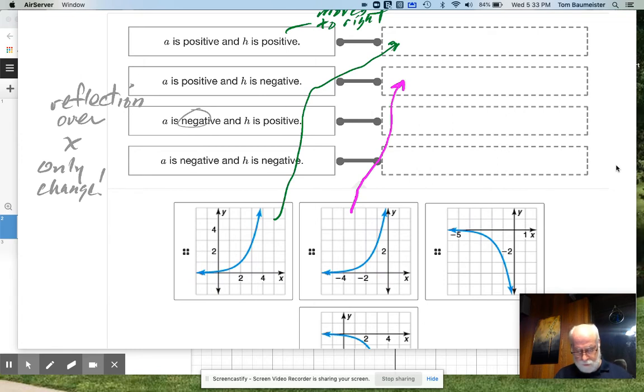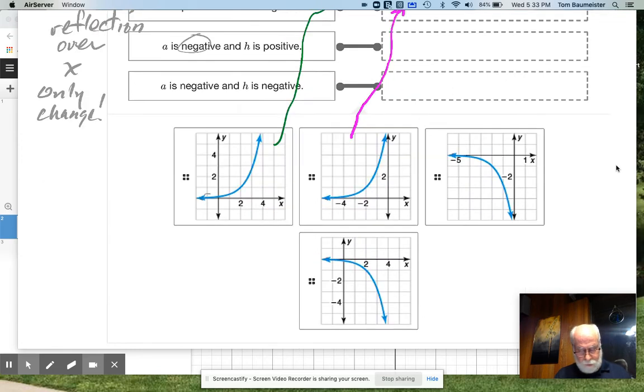So let's see which one looks like this one, except it's reflected. Oh, it looks like it's this one here. So that one will go here, and then by elimination, this one will be right here.